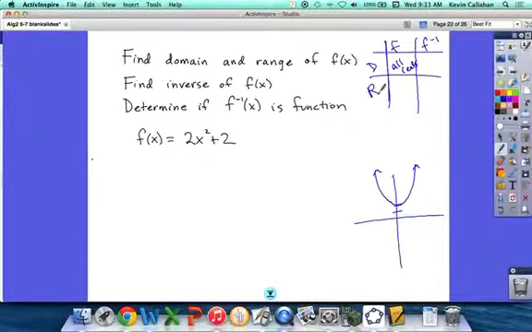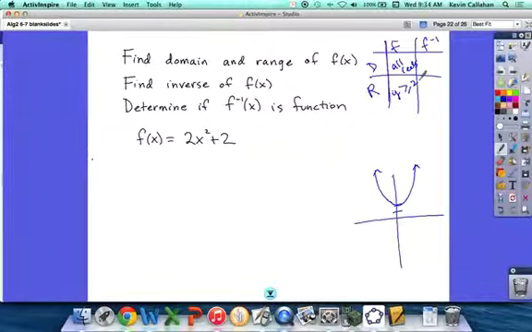Does it look like the range is all real numbers? Do the y values go infinitely up and down? How could you describe the y values? What's the least y value? 2. So how would you say that? Y greater than or equal to 2.